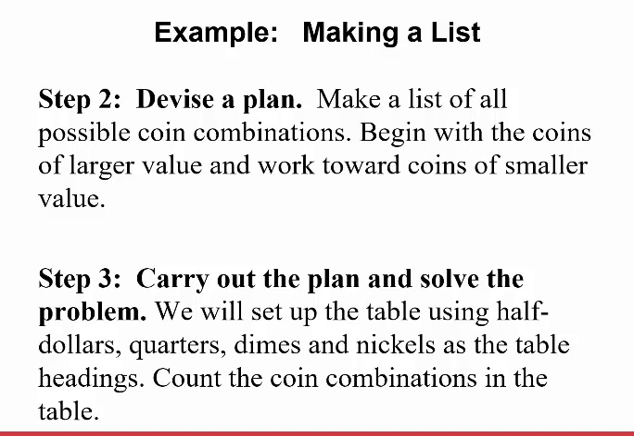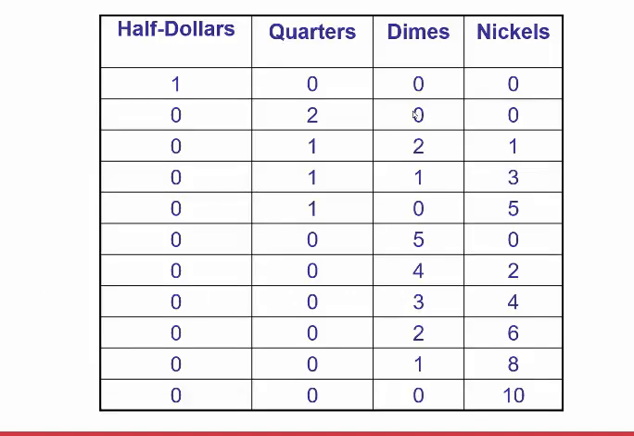So we'll set up the table using half dollars, quarters, dimes, and nickels as the table headings, and then let's count the coin combinations in the table. All right, so half dollars. Well, there's one way I could do half dollars to get 50 cents. Quarters. 2 quarters gets me 50.